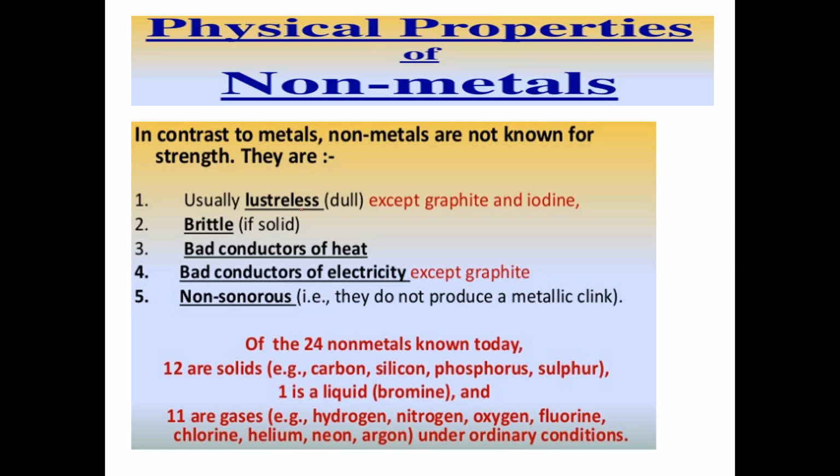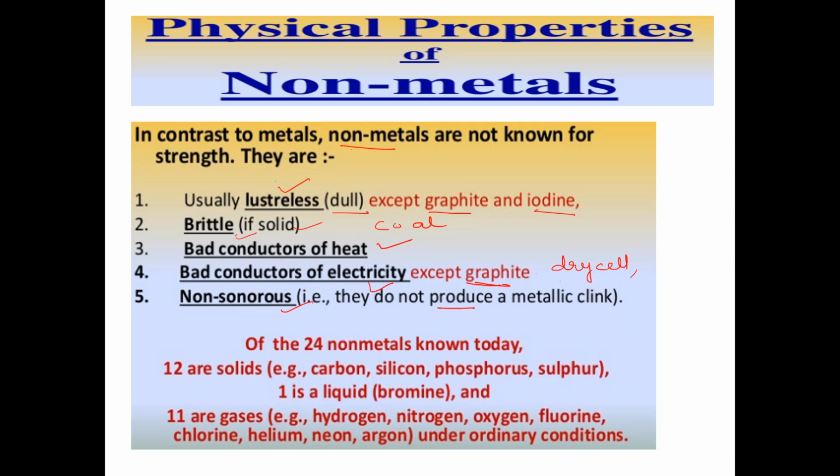Metals are lustrous and non-metals are usually lustreless or dull, except graphite, which is shiny black, and iodine, which is shiny violet in colour. Metals are solid, but non-metals, if solid, are brittle. Carbon is solid, but on hammering the coal breaks, so it is brittle. Bad conductors of heat and electricity, except graphite. Graphite conducts electricity. That's why it is used in dry cells as an electrode. Graphite is present in pencil lead also, that's why it conducts electricity.